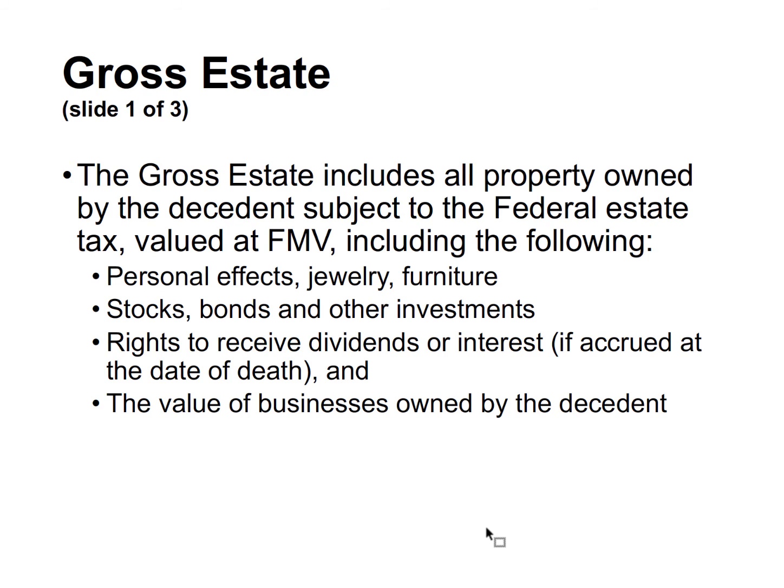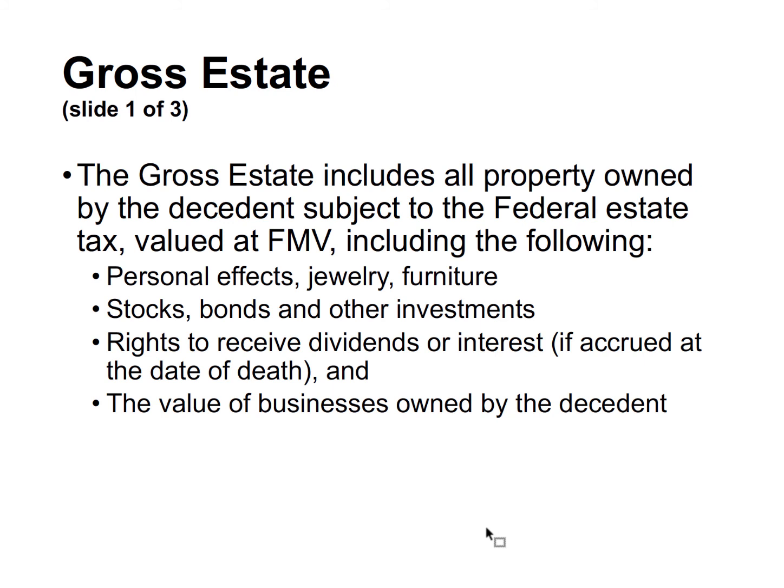Okay, so that was the gift tax. Now let's go more into the estate tax. The first thing we saw on that slide that dealt with the estate tax, we first have to calculate the gross estate. The gross estate includes all property owned by the decedent, subject to federal estate tax, valued at fair market value, again, unless you use alternative valuation, including the following: personal effects, jewelry, furniture, stocks, bonds, and other investments, the right to receive dividends or interest, and this can be an accrued amount up to death.